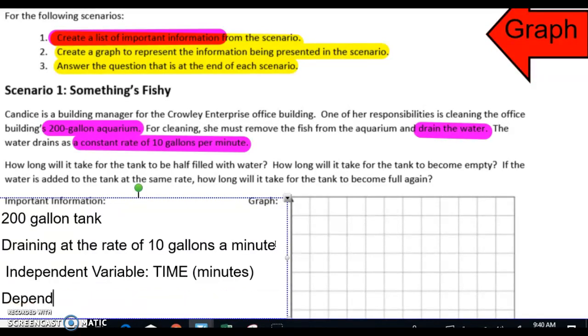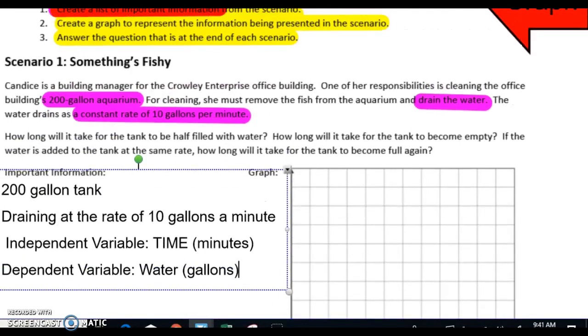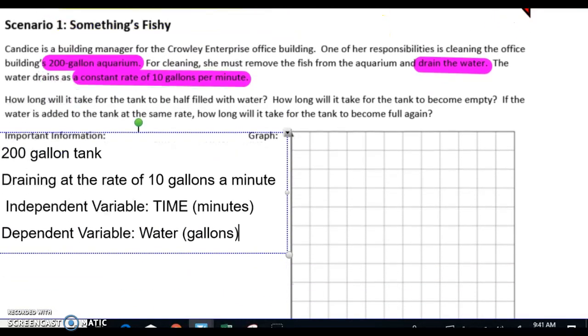The dependent variable is going to be water, and I'm measuring that in gallons. And that's the dependent variable because the amount of water that's draining depends on how much time my aquarium is being drained. So that's the independent and dependent. So that's question number 2. I have to graph it still, but that information is going to be really important.